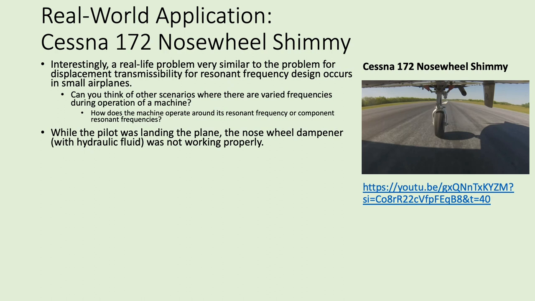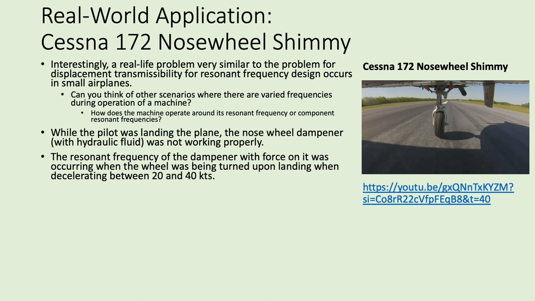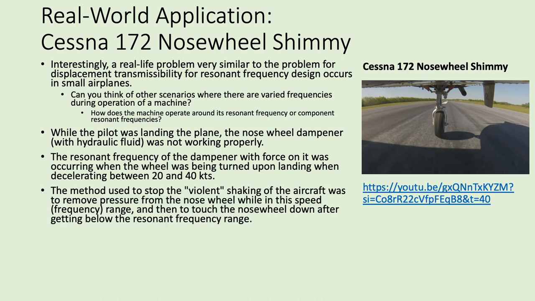So in this example with the plane, while the pilot was landing the plane, the nose wheel dampener, which has a hydraulic fluid, was not working properly. The resonant frequency of the dampener with force on it was occurring when the wheel was being turned upon landing, when decelerating between 20 and 40 knots. The method used to stop the violent shaking of the aircraft was to remove pressure from the nose wheel while in the speed or frequency range, and then to touch the nose wheel down after getting below the resonant frequency range.